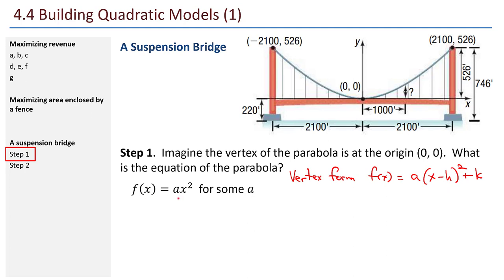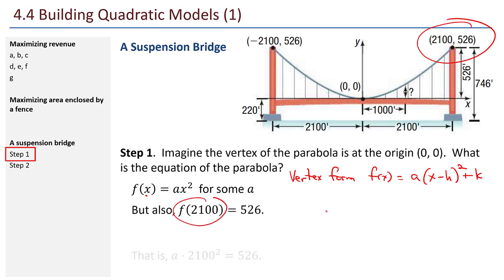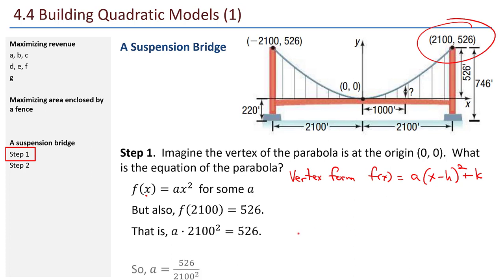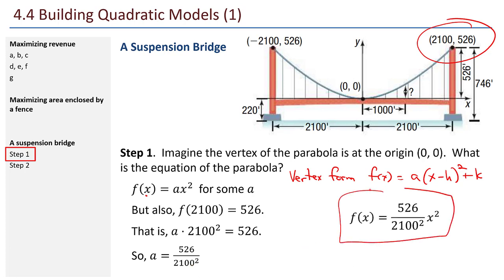What else do I know? I know the height of the bridge. I know that f of 2100 is 526. That's the height of the tower, which is 2,100 feet away from the center. So how can I use that? Oh, well, let's plug 2100 in for x in my formula. So we get a times 2100 squared is 526. And we can solve for a. A is 526 divided by 2100 squared. And that gives us the formula for our parabola.